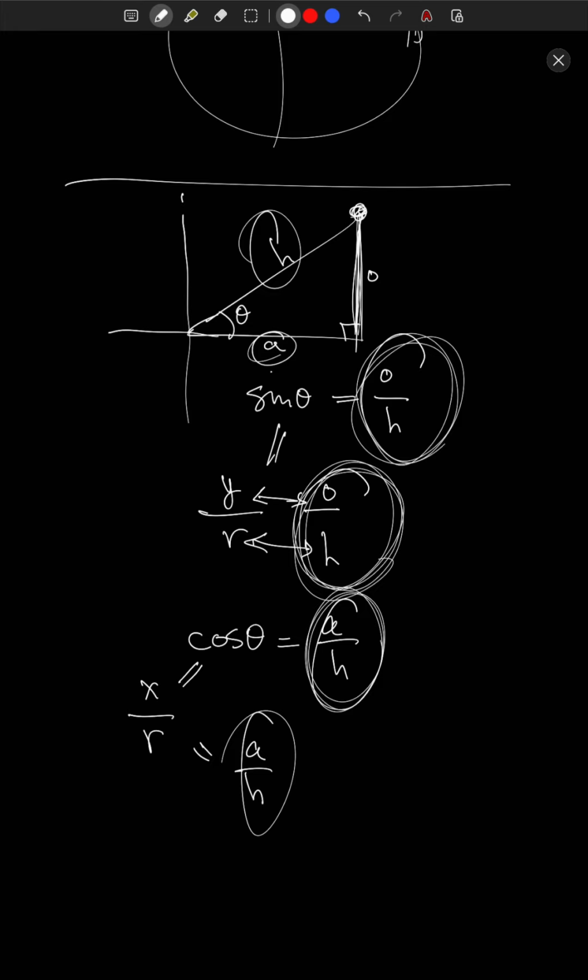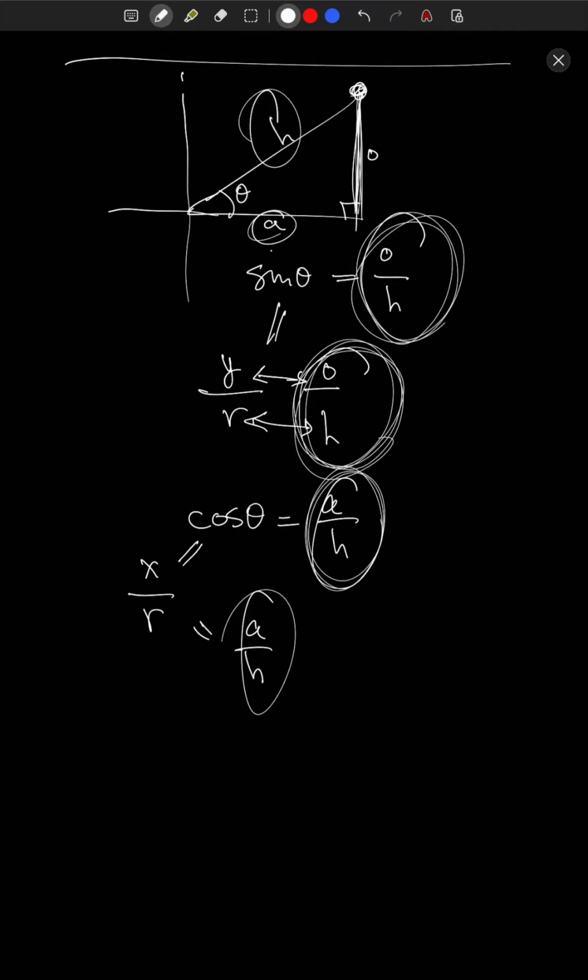So you can still continue to use sine of theta is opposite over hypotenuse, cosine theta is adjacent over hypotenuse, when you do have the setup of a triangle. All right.